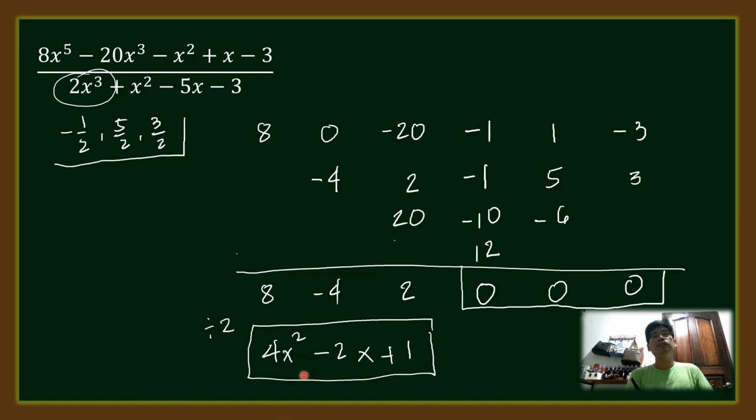Again, you can check the answer by multiplying the quotient 4x squared minus 2x plus 1 by the divisor 2x cubed plus x squared minus 5x minus 3, and see that the answer will be the same as the dividend.